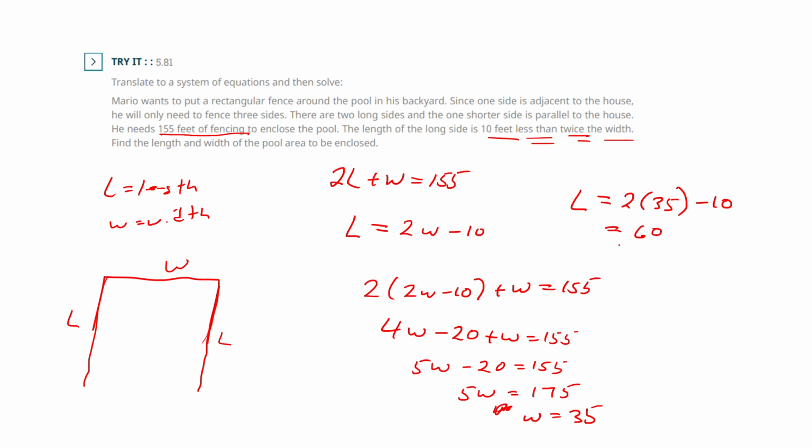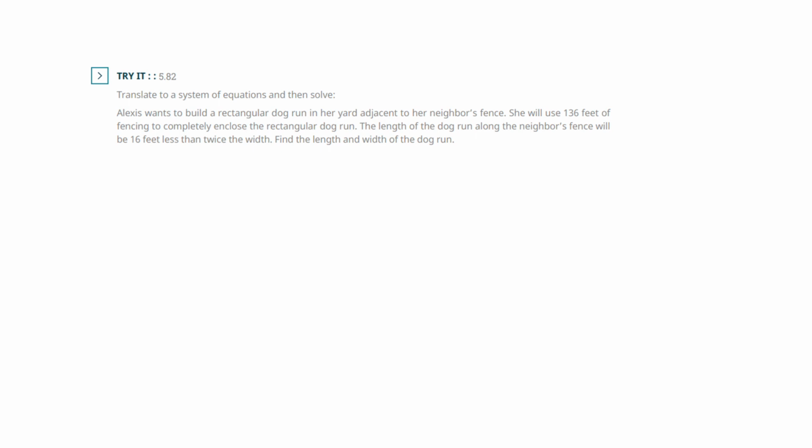Now you really should be putting units on here. I'm pretty generous about that with my students just because word problems are hard, but if you want to be technical, you should do that. Okay, let's do another fence one here. I'd love it if you'd pause the video and give it a shot.